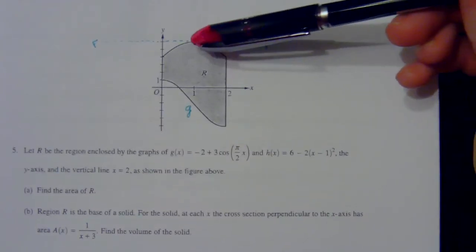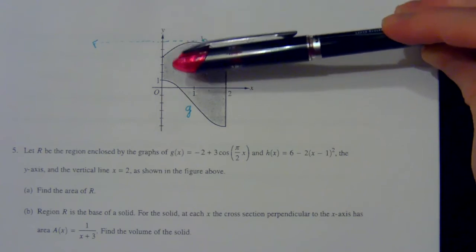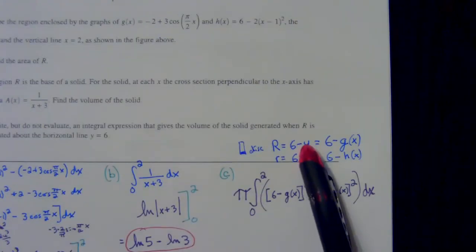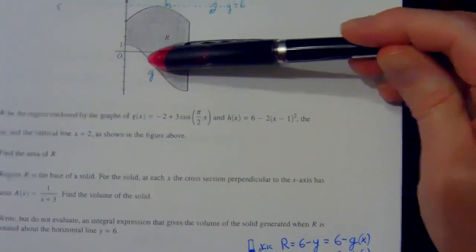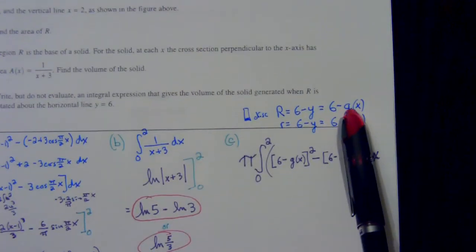Remember, capital R is the distance from your axis of revolution to your farther edge. Anytime we come from that axis down, it's always been that number minus y. So we're going to go 6 minus y, but then that's to your farther edge. That y is your g graph, and you don't have to write down the whole entire function. You're allowed to put just 6 minus g.